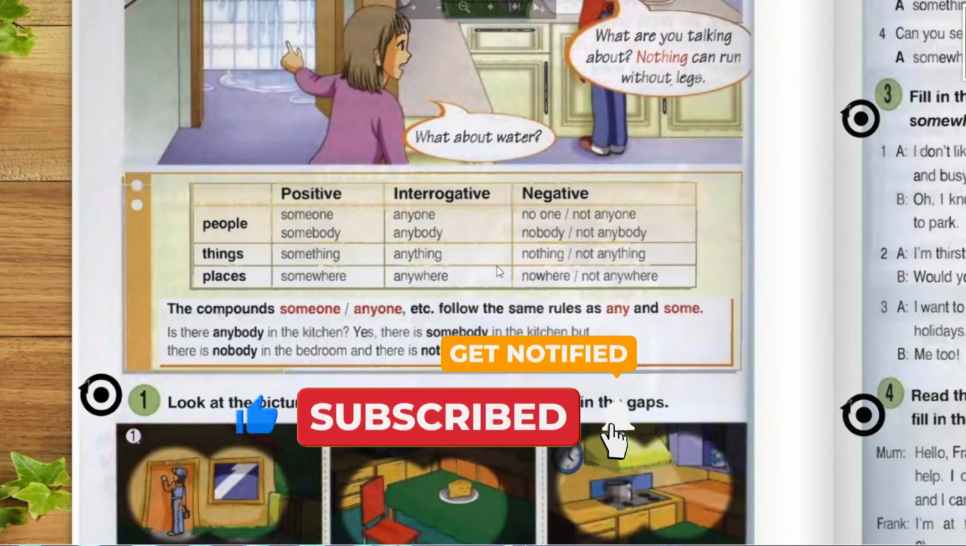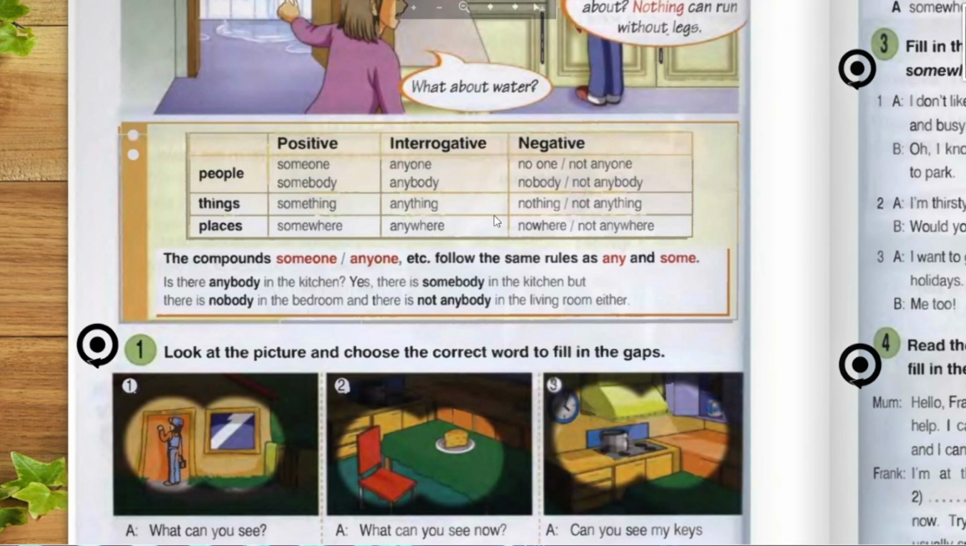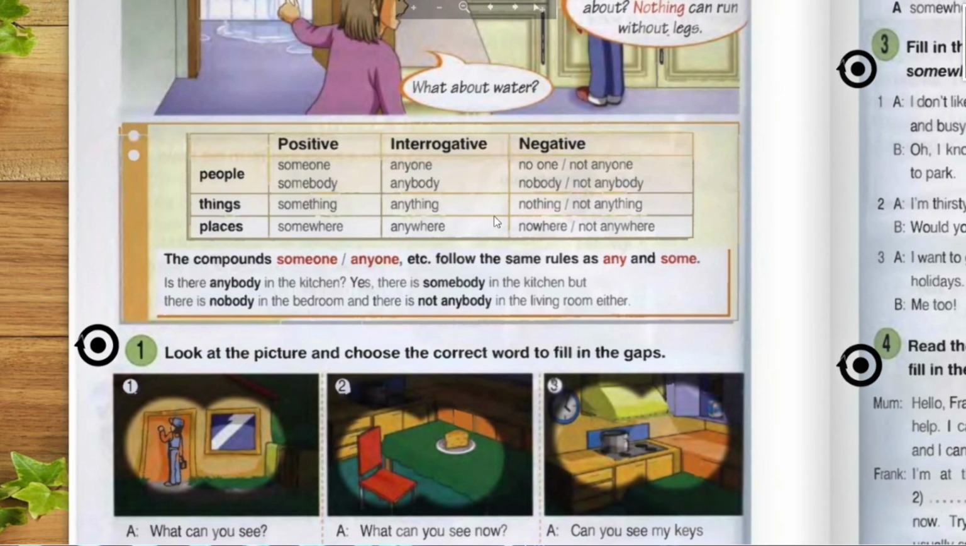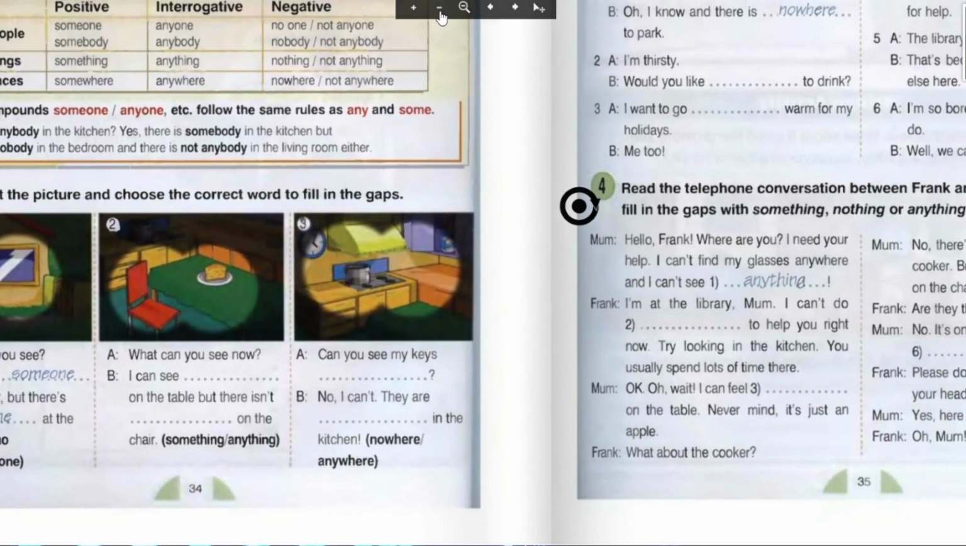Is there anybody in the kitchen? Yes, there is somebody in the kitchen, but there is nobody in the bedroom and there is not anybody in the living room either.